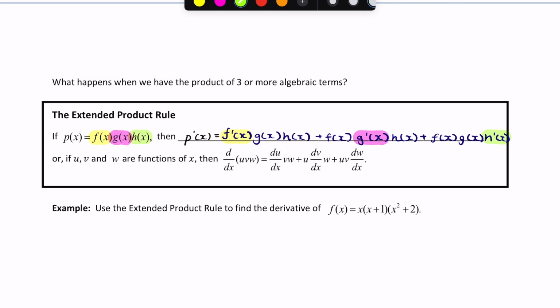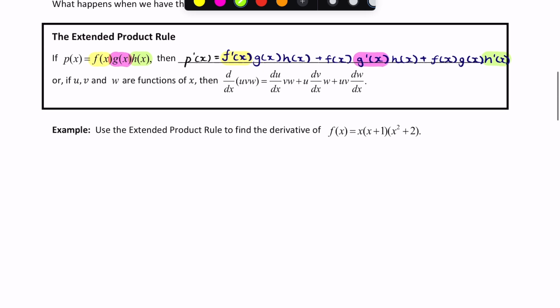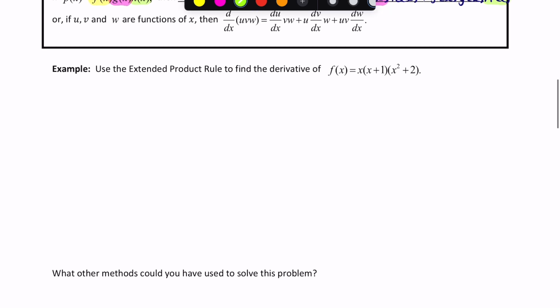Again, we can write it as: if u, v, and w were functions of x, then d over dx of u v w is equal to du over dx times v w, plus u dv over dx times w, plus u v dw over dx. So here we can use the extended product rule to find the derivative.